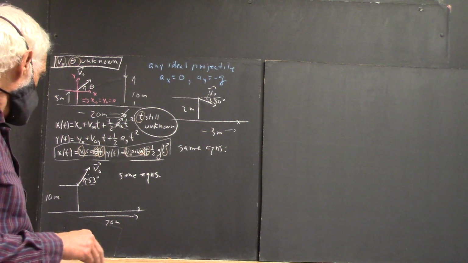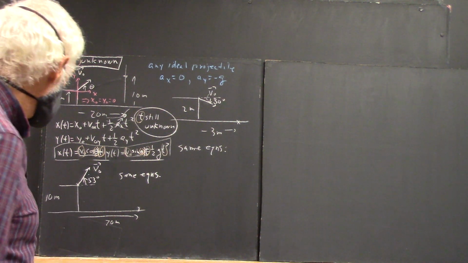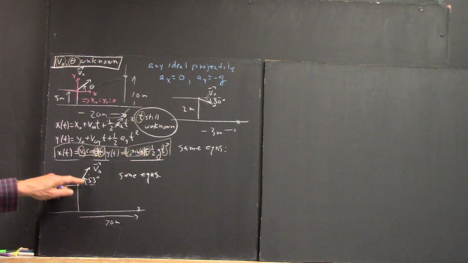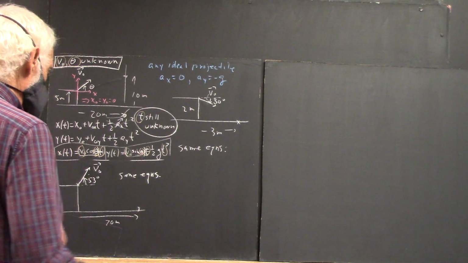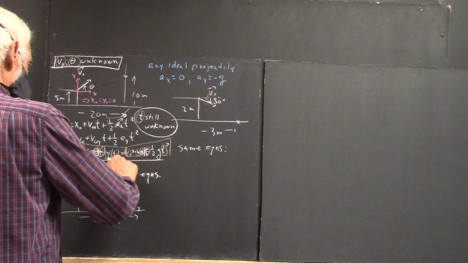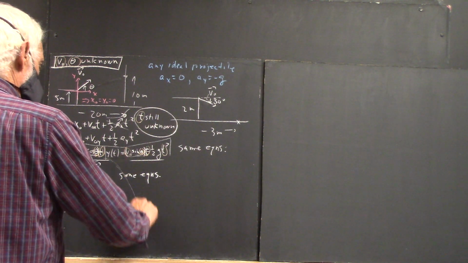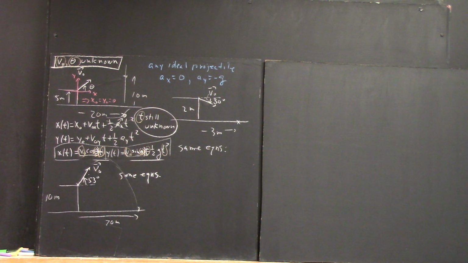Okay. Now down here, we know the angle, we don't know the initial speed, and we know, of course, this thing's going to be an arc, something like this.